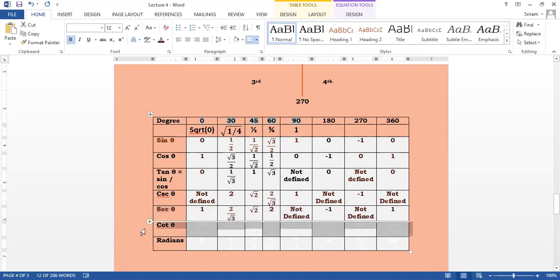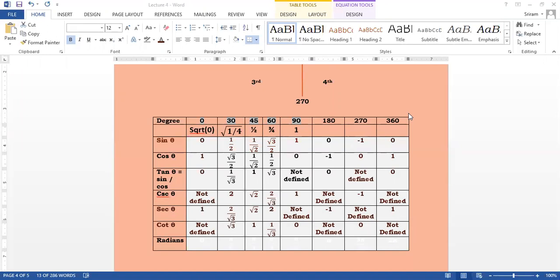The same idea, we can define cot theta as the reciprocal of tan theta. So tan theta 0 will become not defined. 1 by root 3 will become root 3. 1 by 1 is 1. Root 3 will become 1 by root 3. 1 by not defined. Any number divided by not defined will become 0.